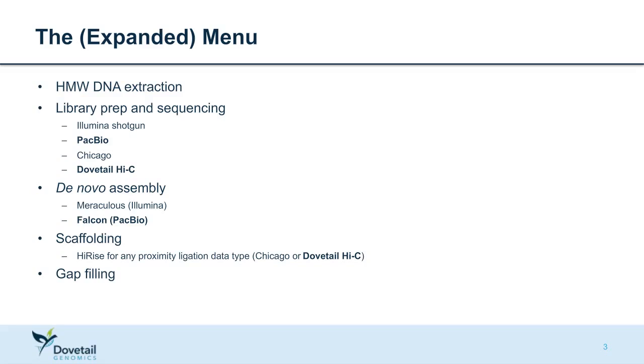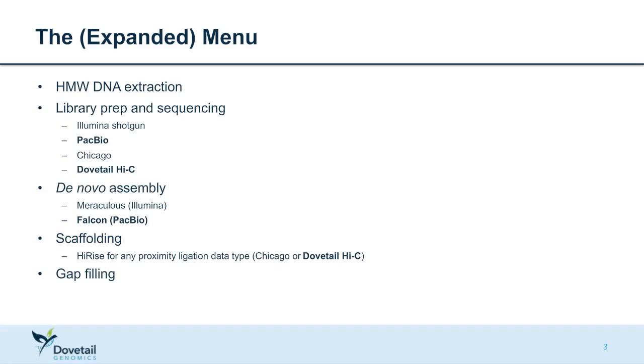This is a glimpse at the menu that we have. As I mentioned, we do everything that you need to get from a sample to a genome assembly. In particular, we are very good at high molecular weight DNA extraction, and we can make both conventional Illumina shotgun libraries and conventional PacBio libraries, as well as our proprietary proximity ligation libraries, which are Chicago and Dovetail Hi-C. The Illumina and PacBio data are great for de novo assembly, and the Chicago and Hi-C are great for scaffolding to get you up to full chromosomes.